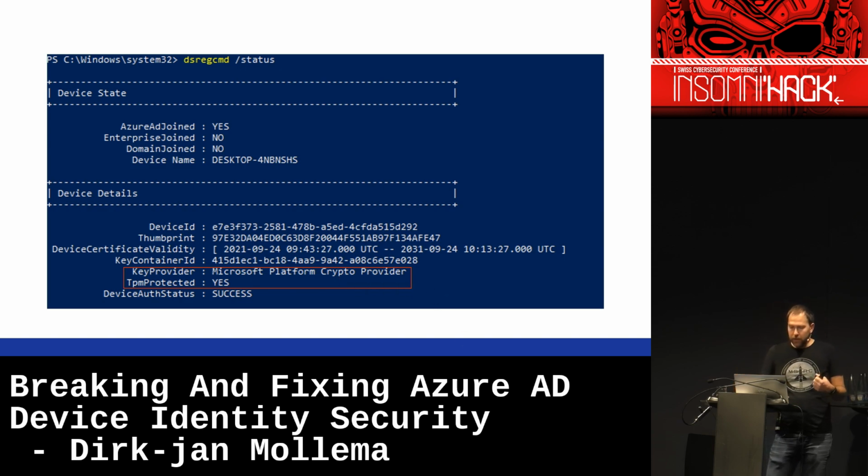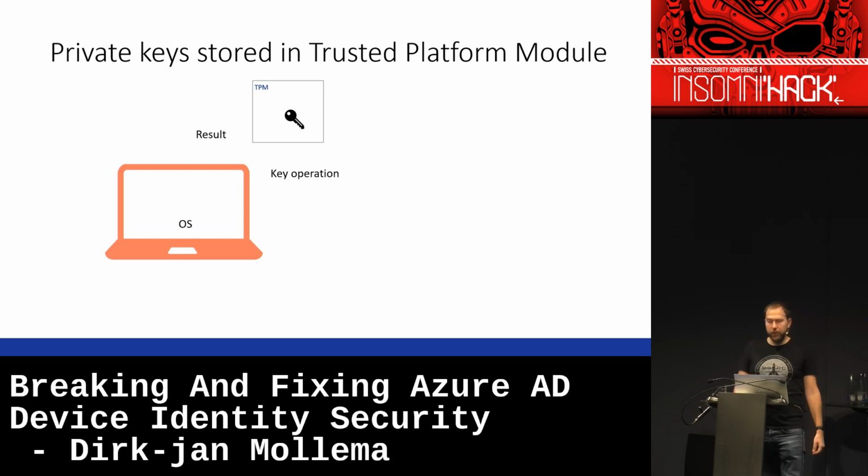So this basically means, if it shows the platform crypto provider, that Windows is using the additional security of a trusted platform module to protect this private key, and it's not stored in software somewhere that attackers could extract it. So the idea of a trusted platform module is that it has some private cryptographic keys, and if you generate private keys inside a TPM, the key never leaves the TPM except in an encrypted format.